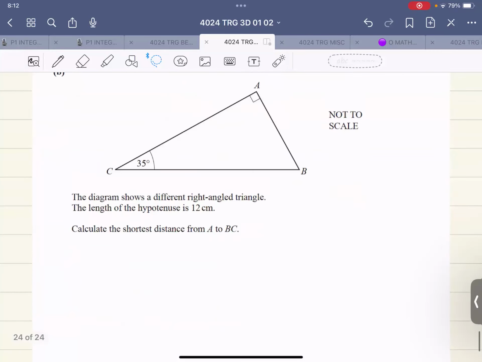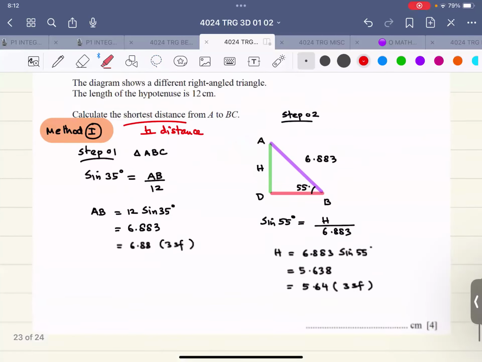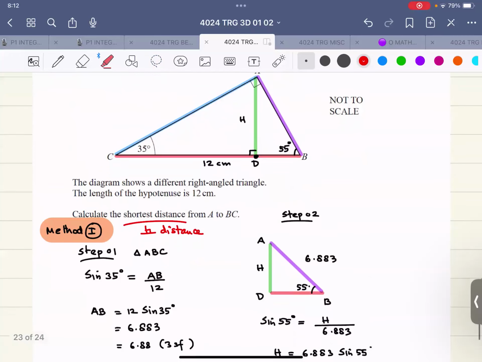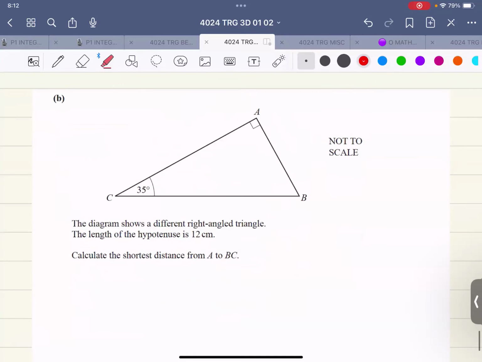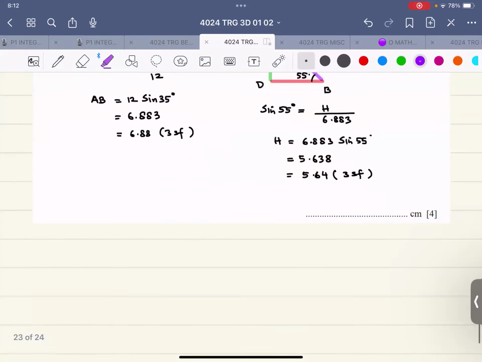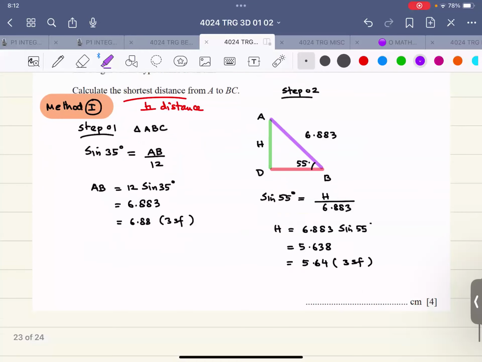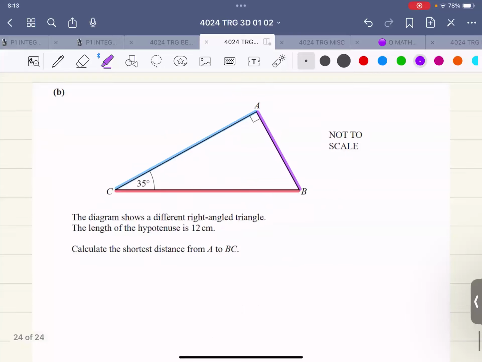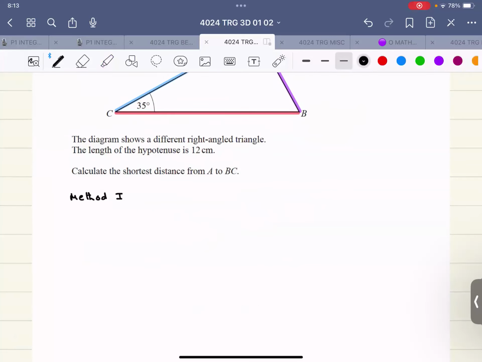Now over here, again, the first step is the same between the two, that is about the hypotenuse. So blue, purple, and this red. Let me first write this. This is red, and this is blue, and this is purple. Now, the first step is exactly the same. Over here, in triangle ABC, I'm calculating AB, that is 6.88. So method 1, that is AB is 6.883, just like before.